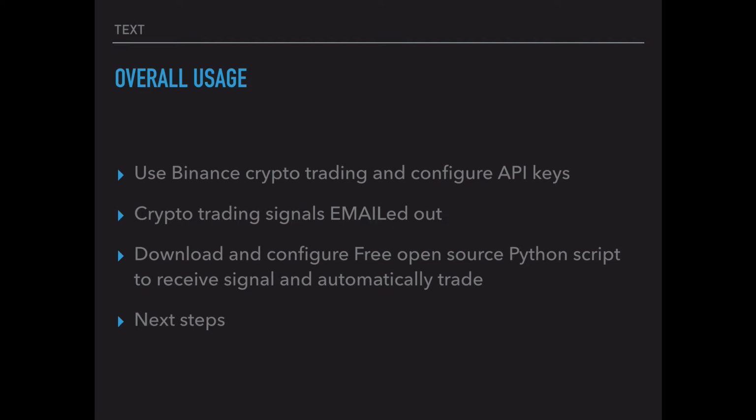From there, what you can do as a client of the service is you'll be able to download and configure a free open source Python script that I'll be providing. And what it will do is it will receive the email, again via email, and it will enable you to trade. So this is where the Binance Exchange API keys come in handy, because you have to configure those that sync up to your account. And then I'll talk about the next steps as well. So that's pretty well how it works. So I'll repeat it again.